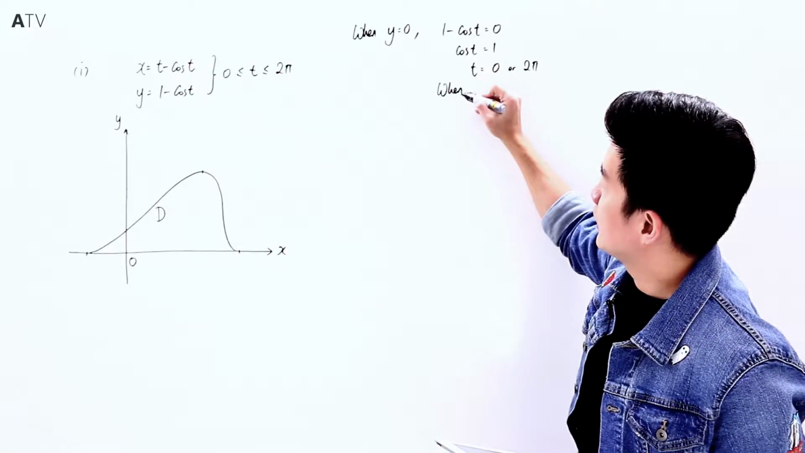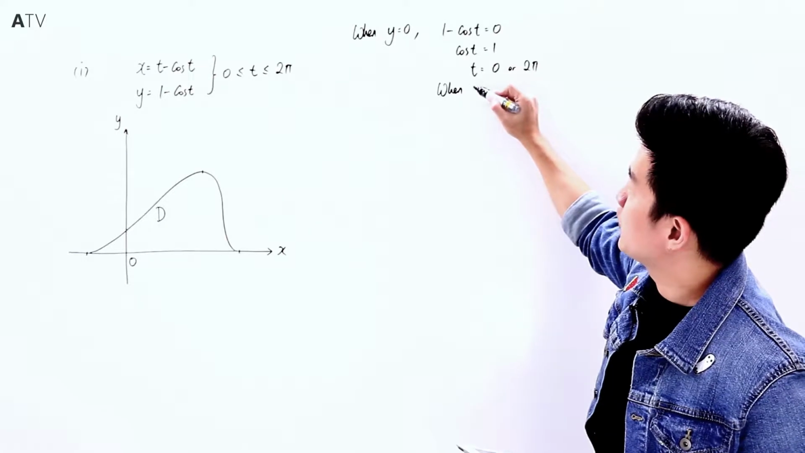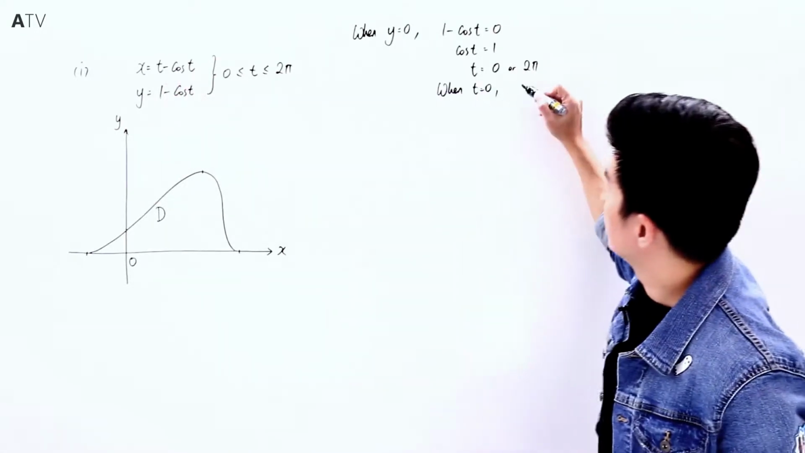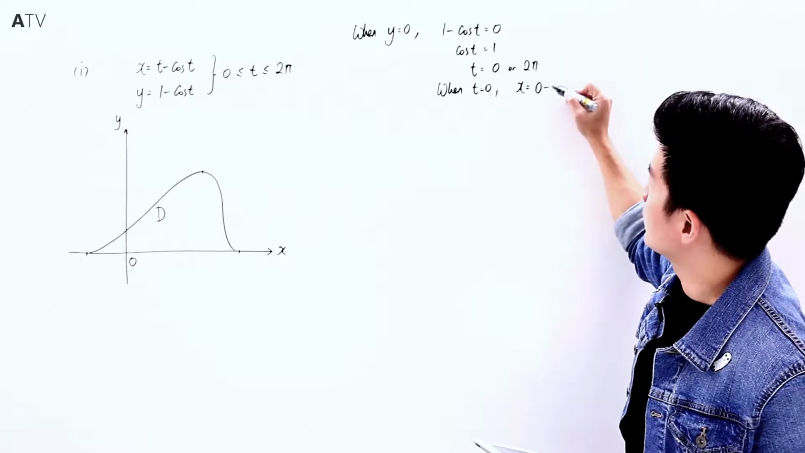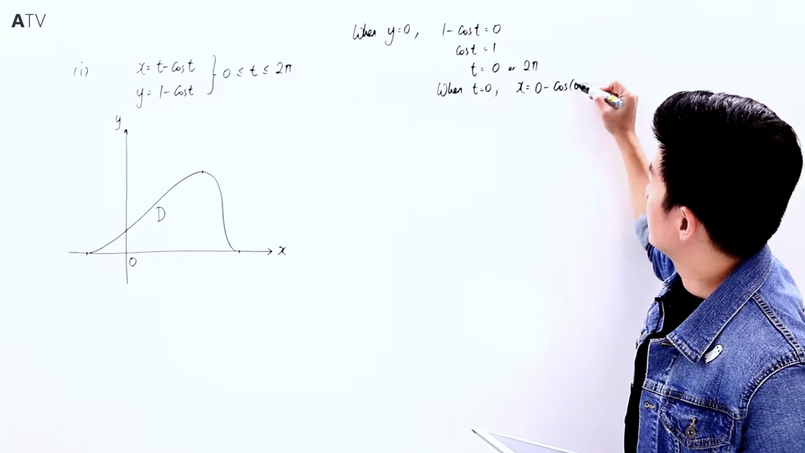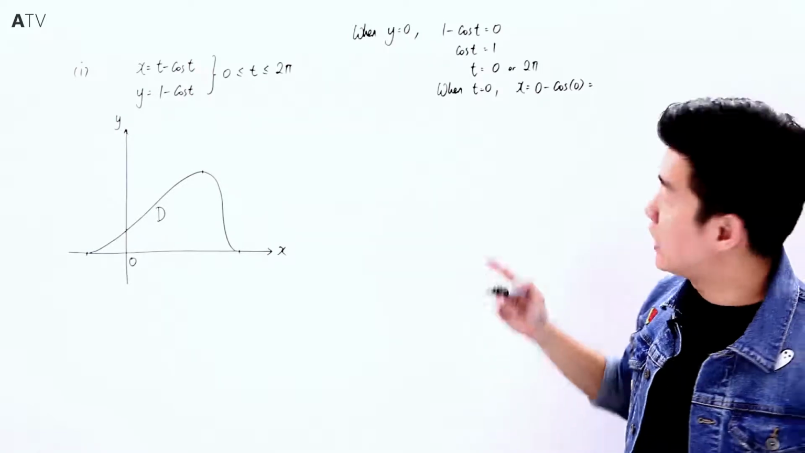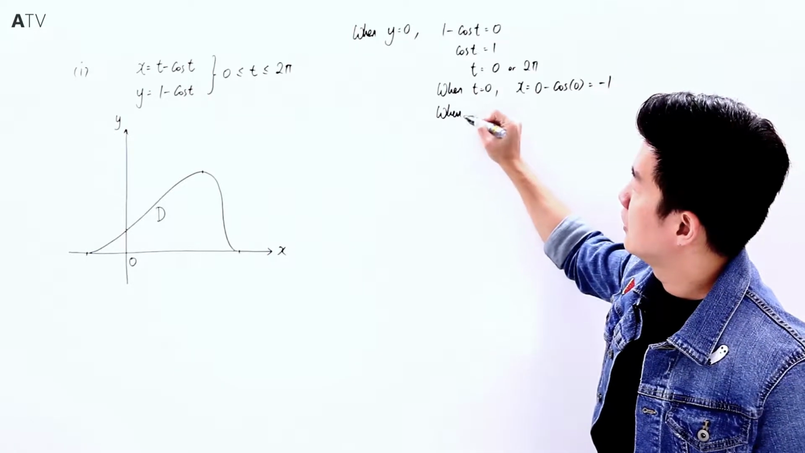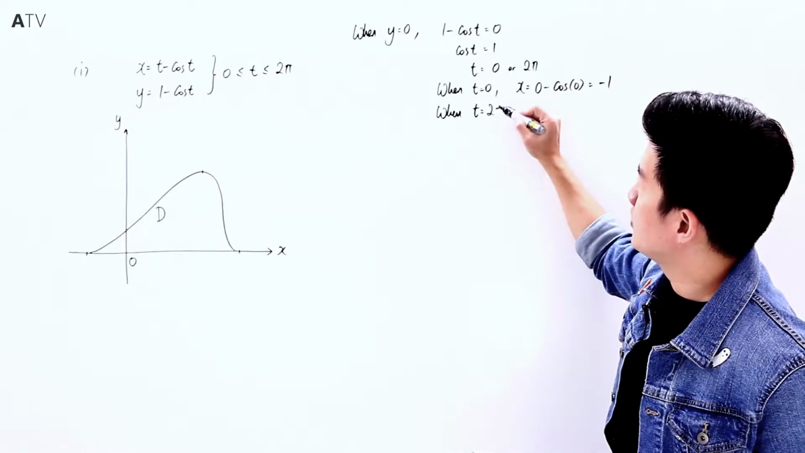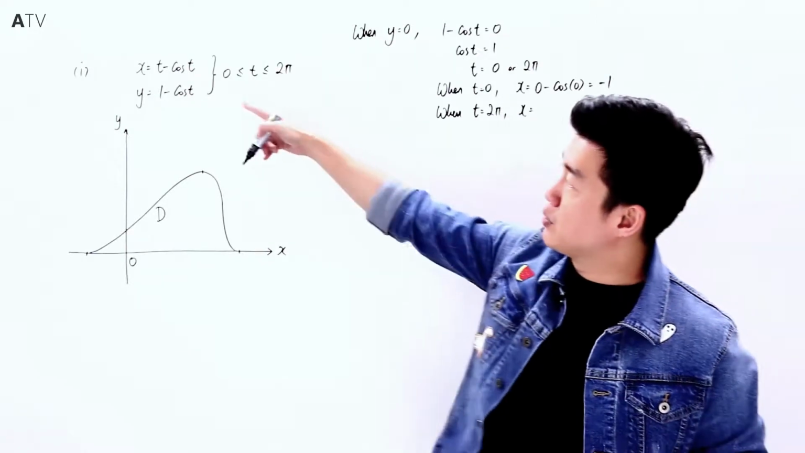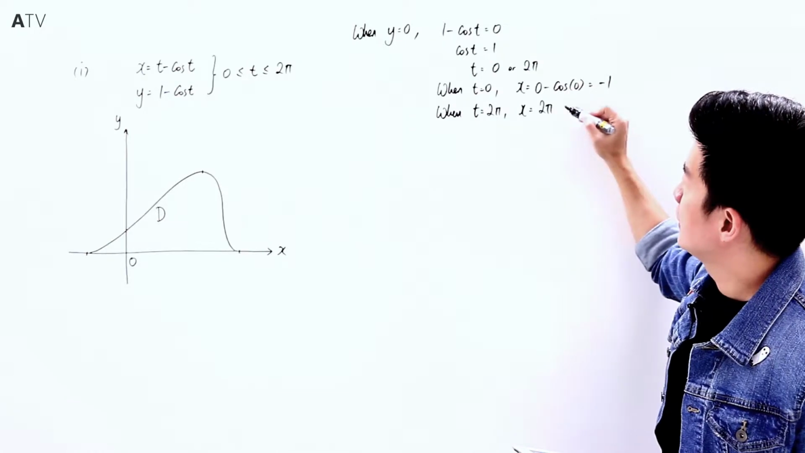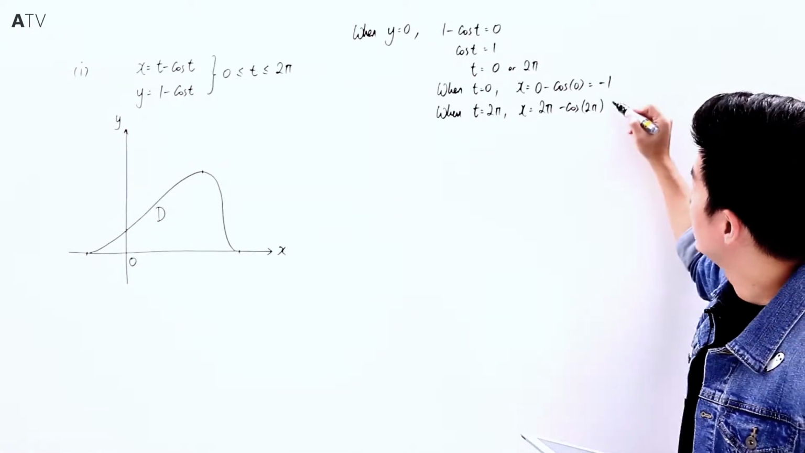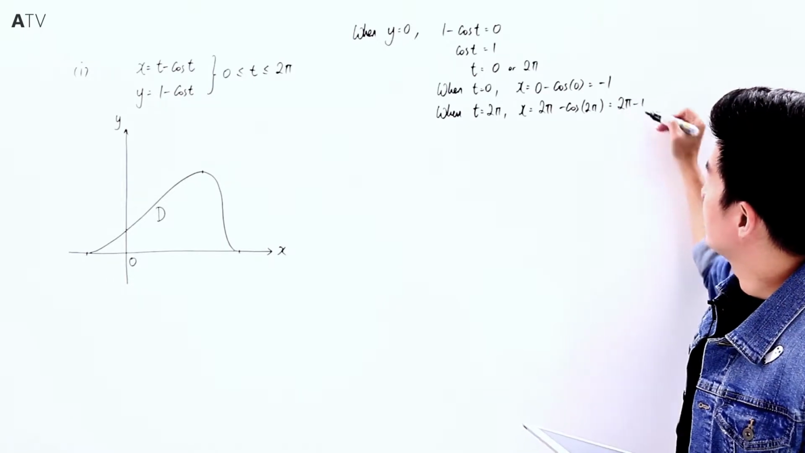So let's try to find what is the corresponding x value when t is equal to 0. When t is equal to 0, that means x is going to be 0 minus cosine 0. Cosine 0 is 1, so we have a minus 1. And when t is equal to 2 pi, x will be 2 pi minus cosine of 2 pi. Cosine 2 pi is also 1, so we have 2 pi minus 1.